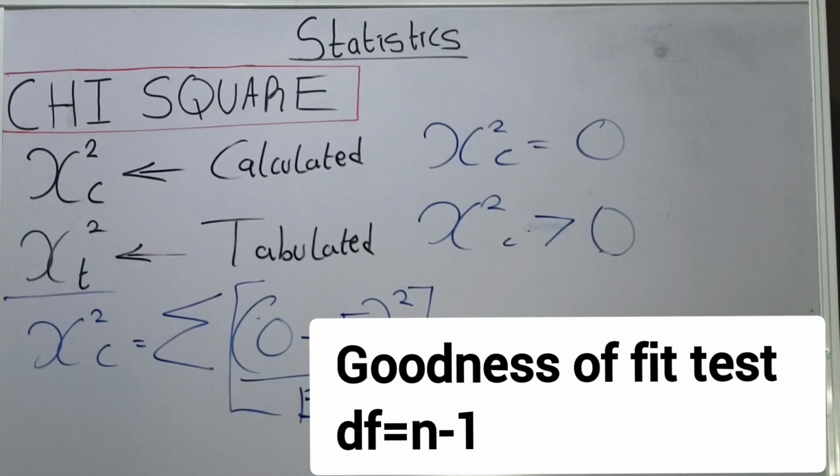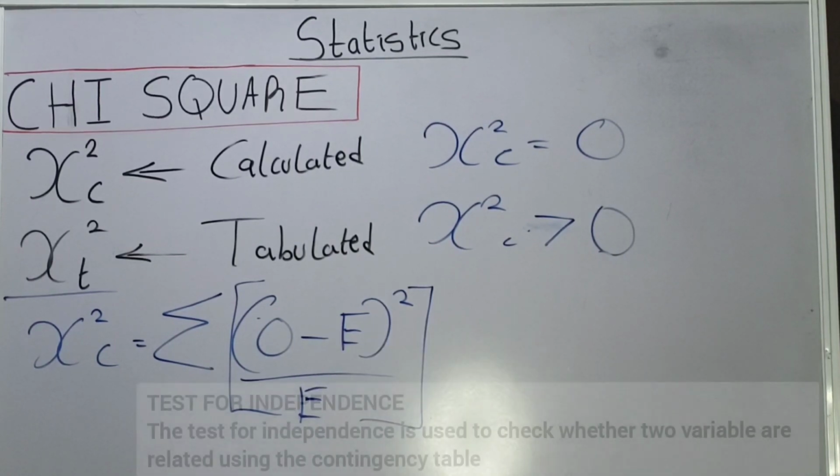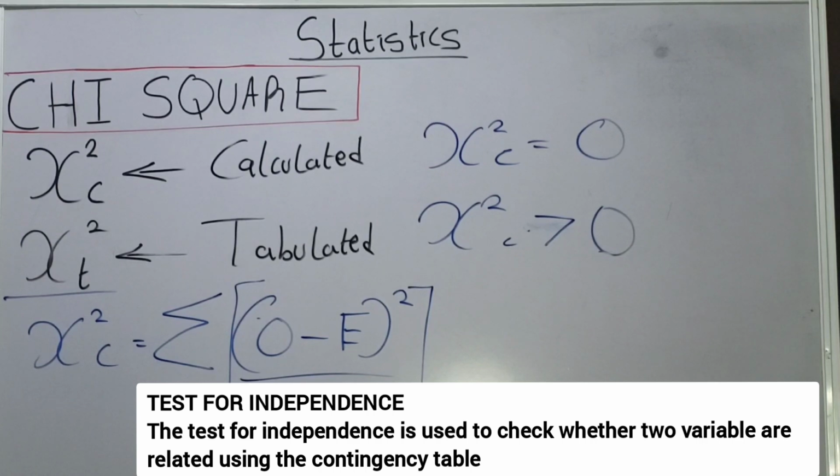Okay? So, when you are dealing with the goodness of fit test, a chi-square test that involves one variable is known as the goodness of fit test. When you're dealing with that type of chi-square, the degree of freedom is n-1. Okay. Now, the test for independence is used to check if two variables are related using a contingency table.